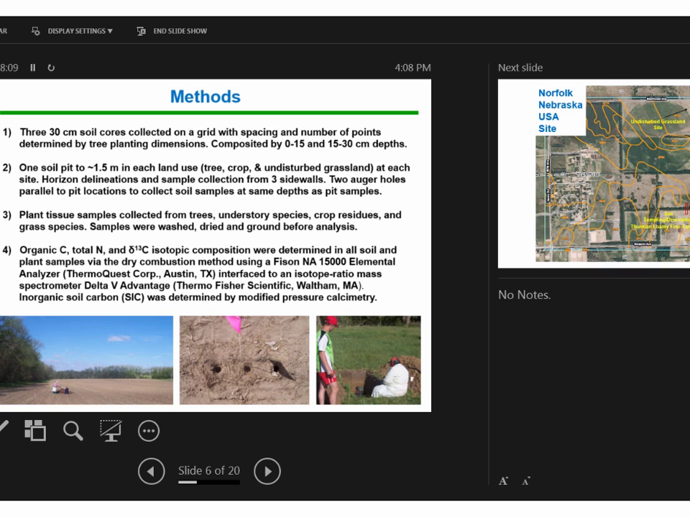Plant tissue analyses, so we collected forest floor, understory, tree, crop residue, all those kinds of samples. And then the suite of analyses here: organic carbon, total N, we did isotopic composition. And then basic soil characterization, pH, texture, etc.